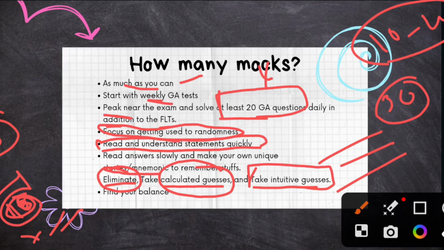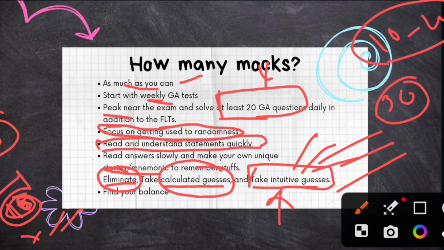Then you have to eliminate. You have to take calculated guesses and take intuitive guesses. Elimination, again, comes from your knowledge base. Calculated guesses need a little bit of knowledge base, a little bit of guess, and an intuitive guess is something which will come instinctively once you are reading that question.